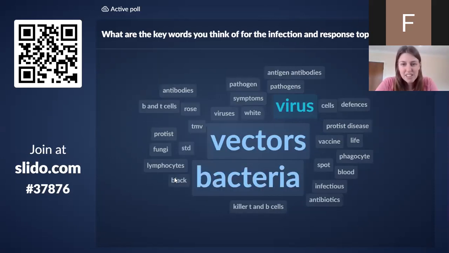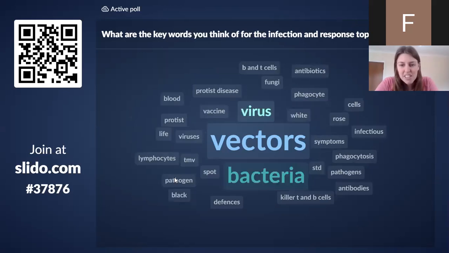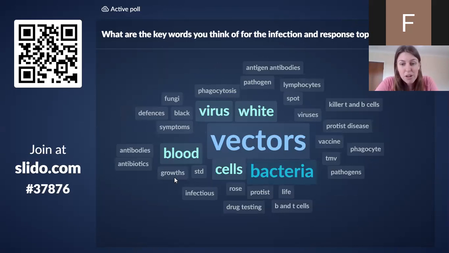Okay, this is great. Any more in their symptoms? B and T cells, good. Infectious, yes. Host disease. Killer T and B cells, good. It's a really good understanding of the immune system in there. That's brilliant. Vaccines, phagocytosis, vectors are coming up lots now. That's overtaken bacteria in the middle there. STD, yes, sexually transmitted diseases. We talked about those. Talked about the blood as well.